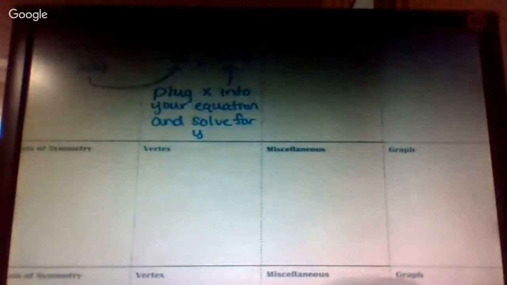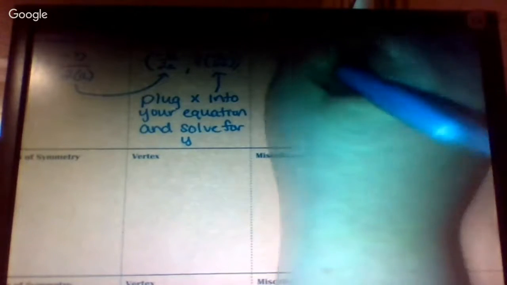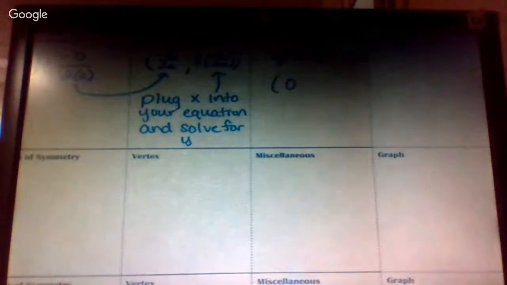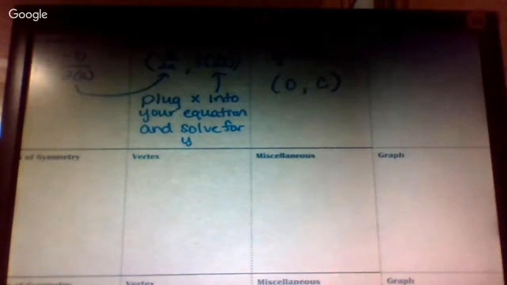In your miscellaneous section, we can also get your y-intercept from your equation. Remember, if you're on the y-axis, your x value is always 0, and your y value will be whatever your c value is from your equation.